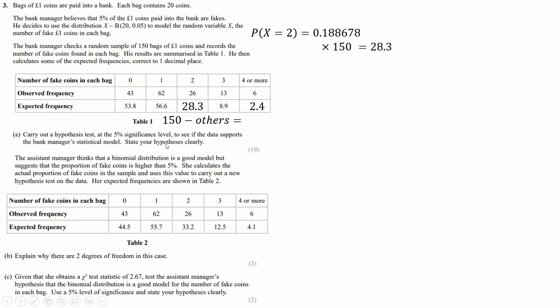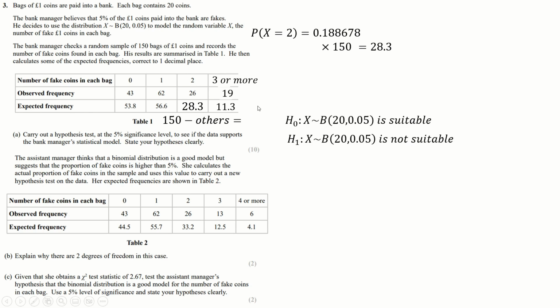Now, when we're doing our chi-squared test, there's a few things we need here. Firstly, you need to state the H0 and the H1, which you just say the binomial is either suitable or not suitable. That's just what you do every time. And now the chi-squared test doesn't work if one of these is less than 5. So let's group up these 2 things here, add this and this, add this and this, and just say 3 or more is this. And now we're good to go.